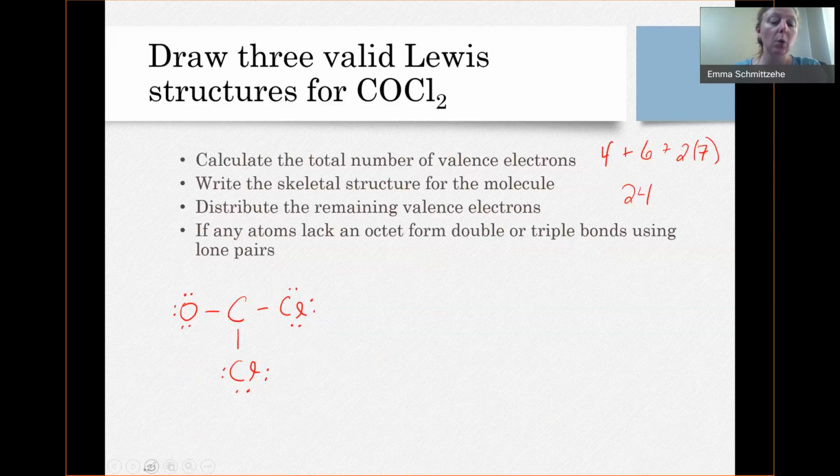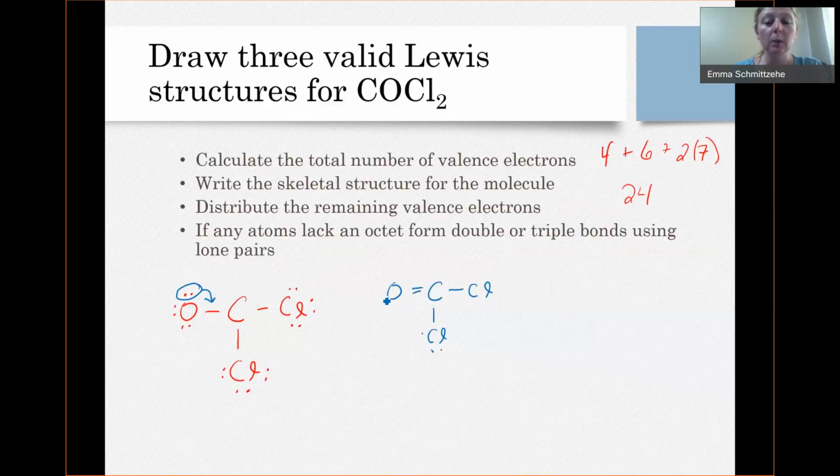Okay, so we actually have 3 options here. I could take one from this oxygen and share. That would give me carbon double bonded to this oxygen, still single bonded to these chlorines. And those chlorines would still have their 3 lone pairs.